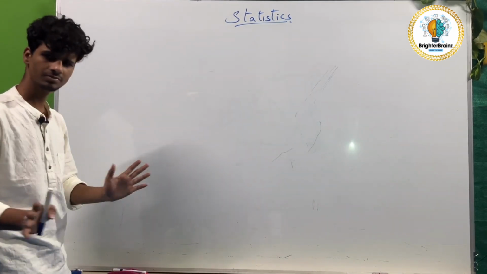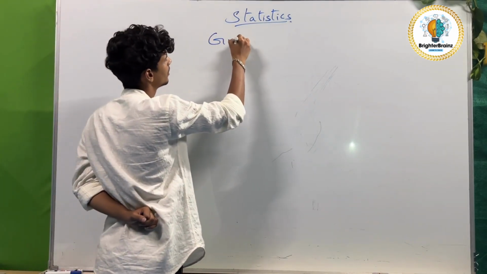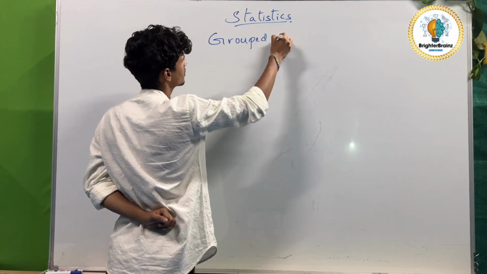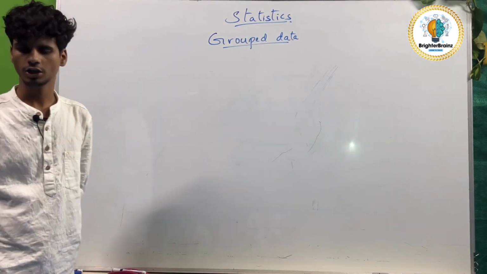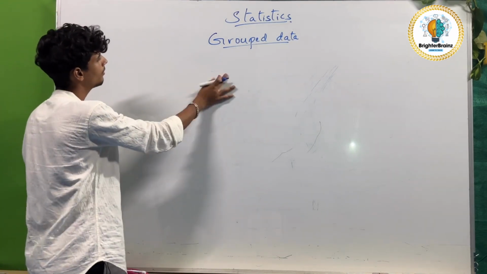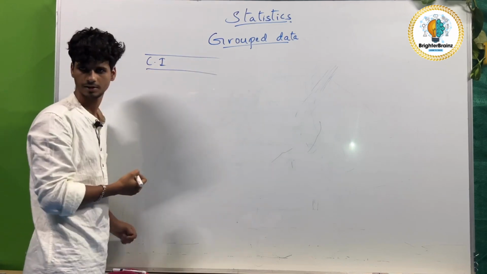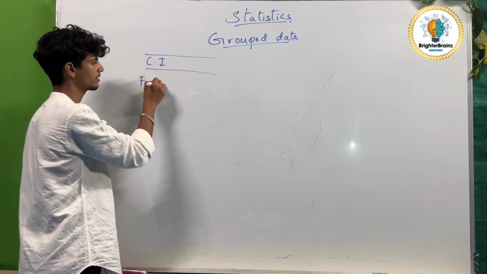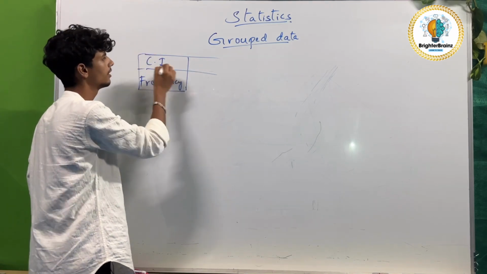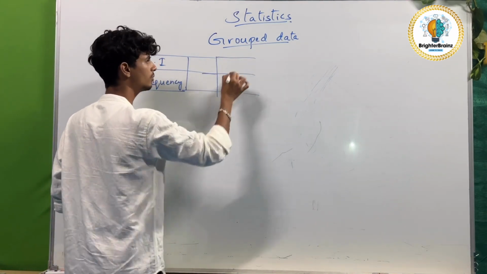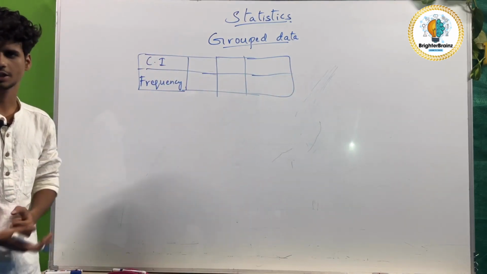So that is some recap of the ungrouped data. Now grouped data will be structured and it will be in a table. Normally we will see one row as the class interval and another row as the frequency. This is a common structure of grouped data. So here the values of the class intervals and the frequency will be in this way. Okay, this is the structure.